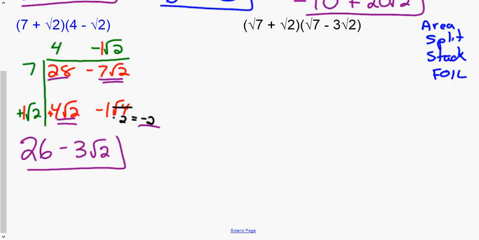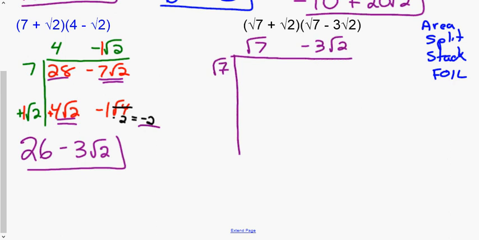The last one's not too much trickier. Yeah, there's a couple more radicals. If you want to pause the video and try it on your own, by all means. But I will walk through this one as well. And again, I'm going to stick with using the area method. I find that most people have success with this method, so I'm going to stick with it.